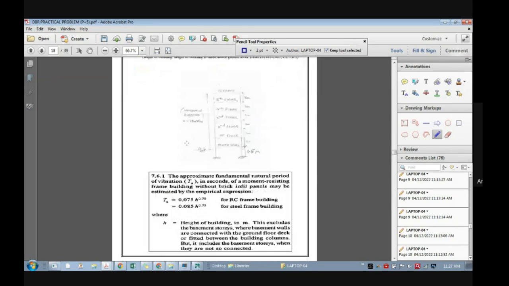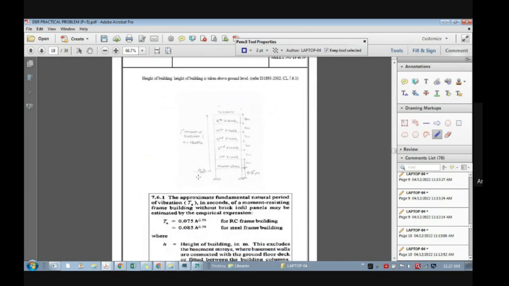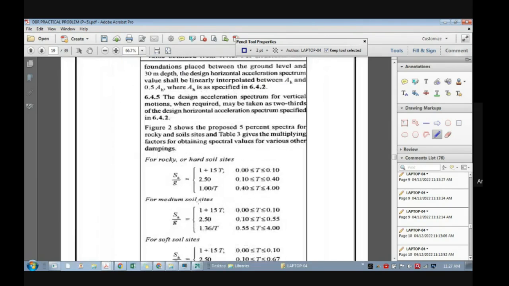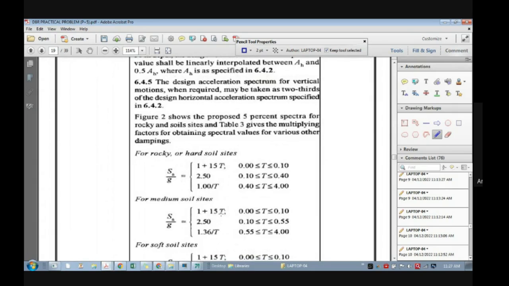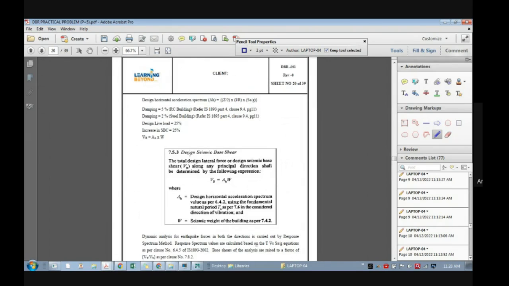So we will calculate the T value from this formula here. And this T value we have already calculated in the DBR, 0.09 H upon root D, which is 0.371 in the X direction, and in the Y direction 0.45. We will put this T here and we will get the Sa by g value, which comes out to be 2.5. So I am putting the Sa by g value 2.5 also. All the calculations I am doing in the report only.